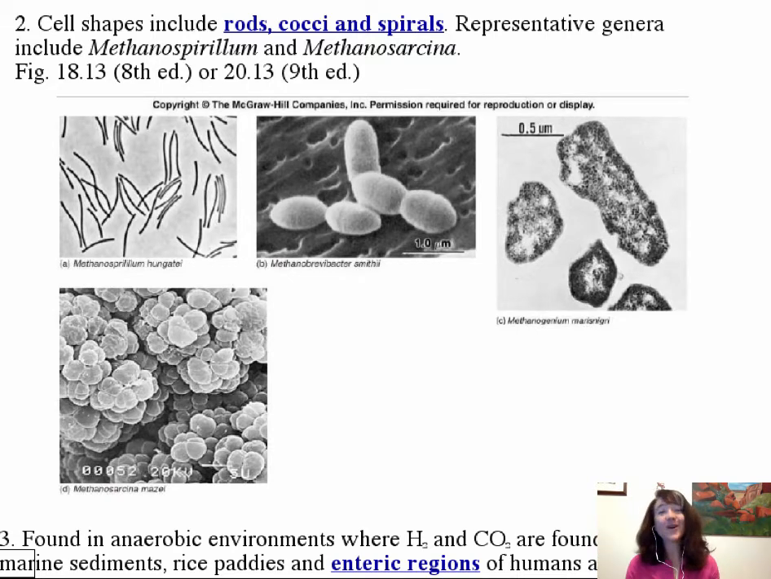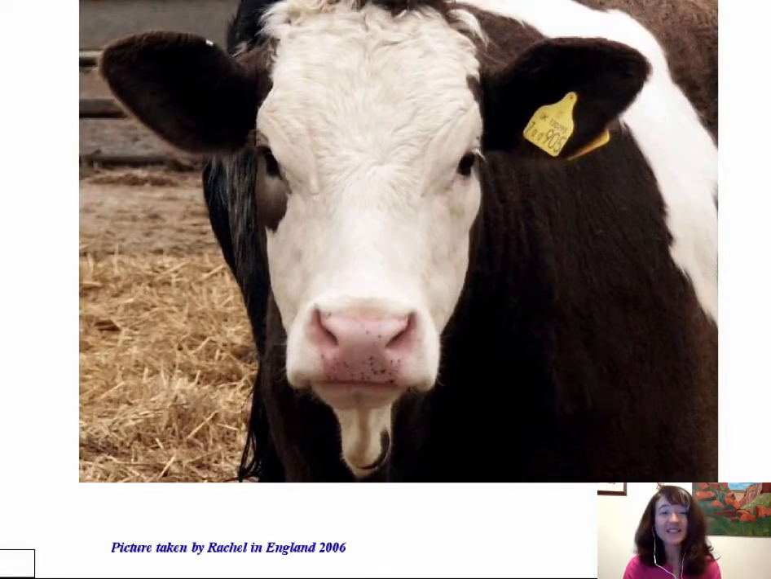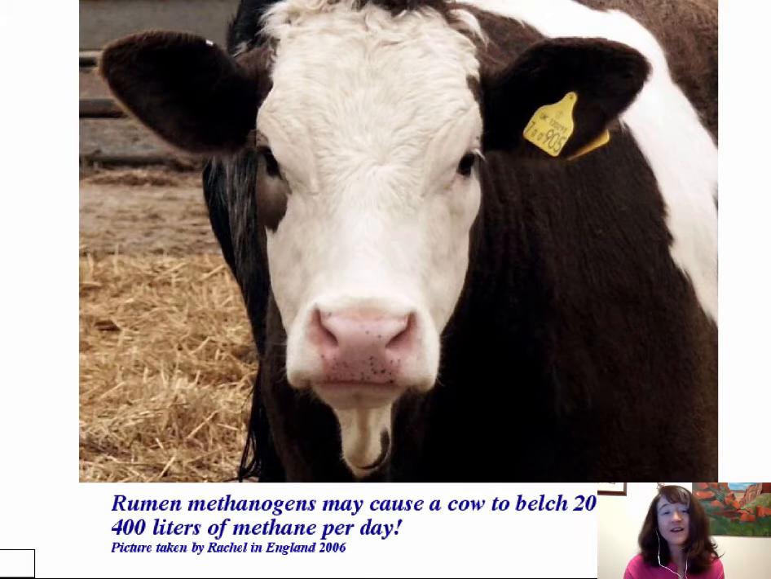And guess what? In Europe, in the UK, they have a poop bus. The poop bus, it totally rocks along getting powered from poop. Makes so much sense. Now, what about cattle? Well, rumen methanogens may cause a cow to belch 200 to 400 liters of methane per day. From 1 kilogram of cow manure, you can get 600 liters of methane per day.